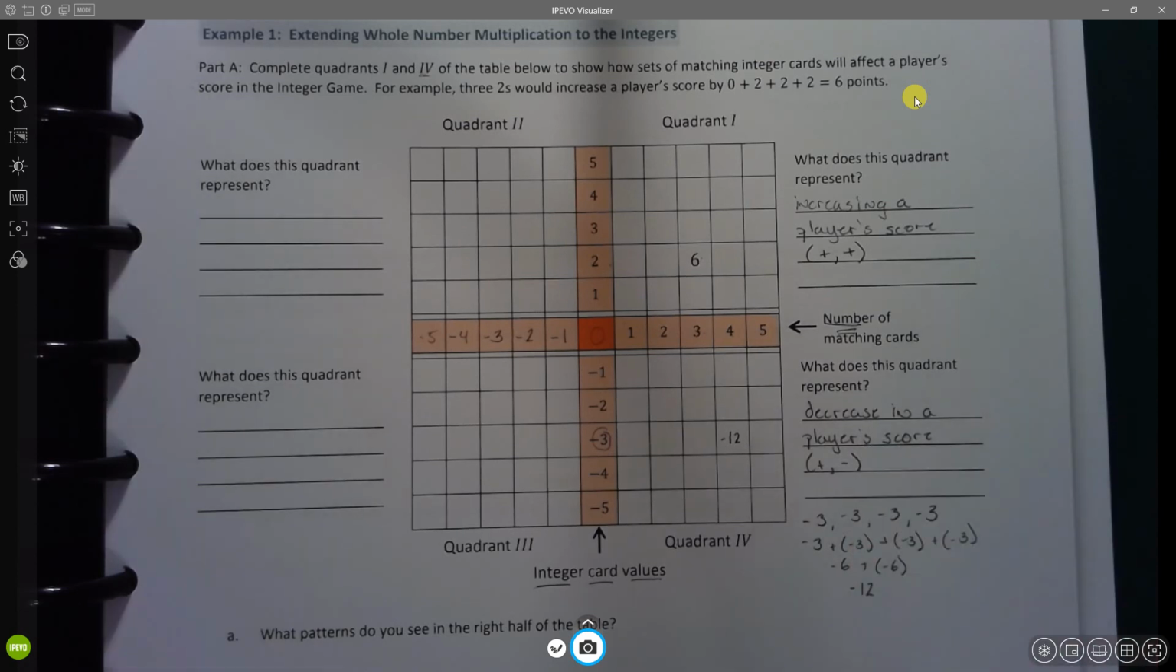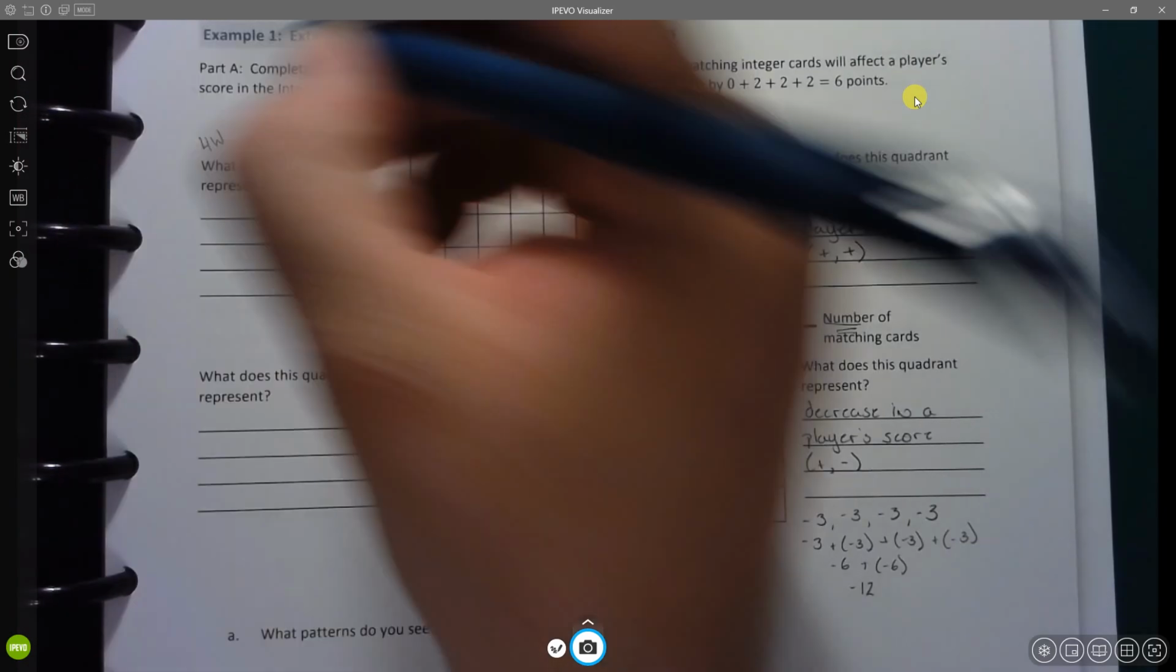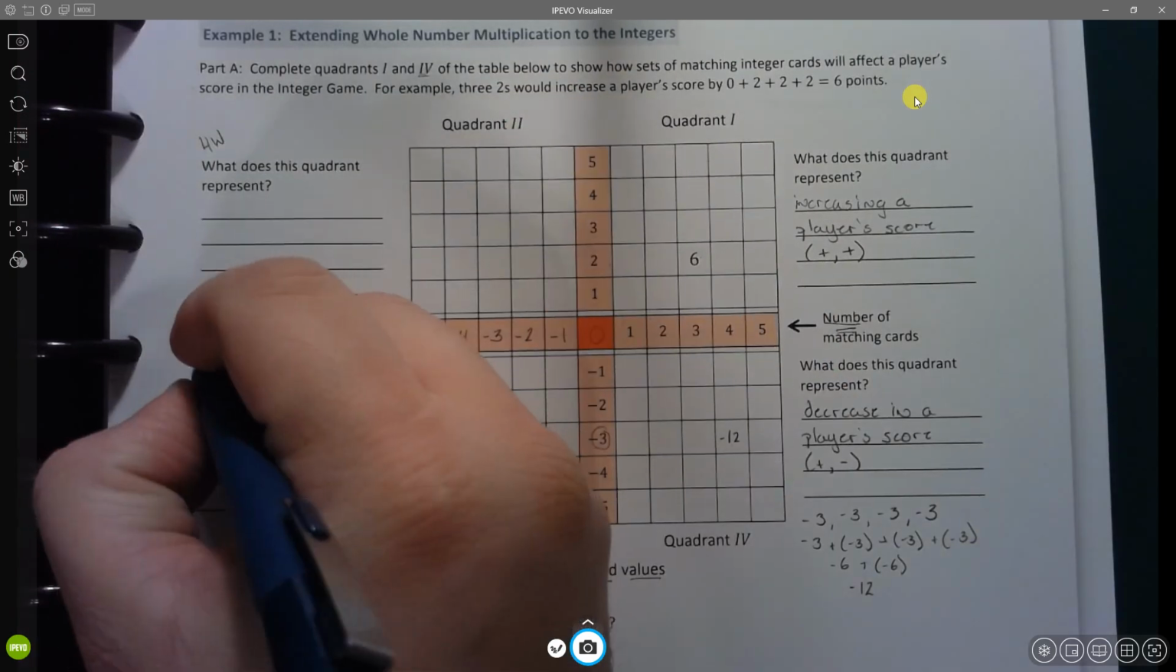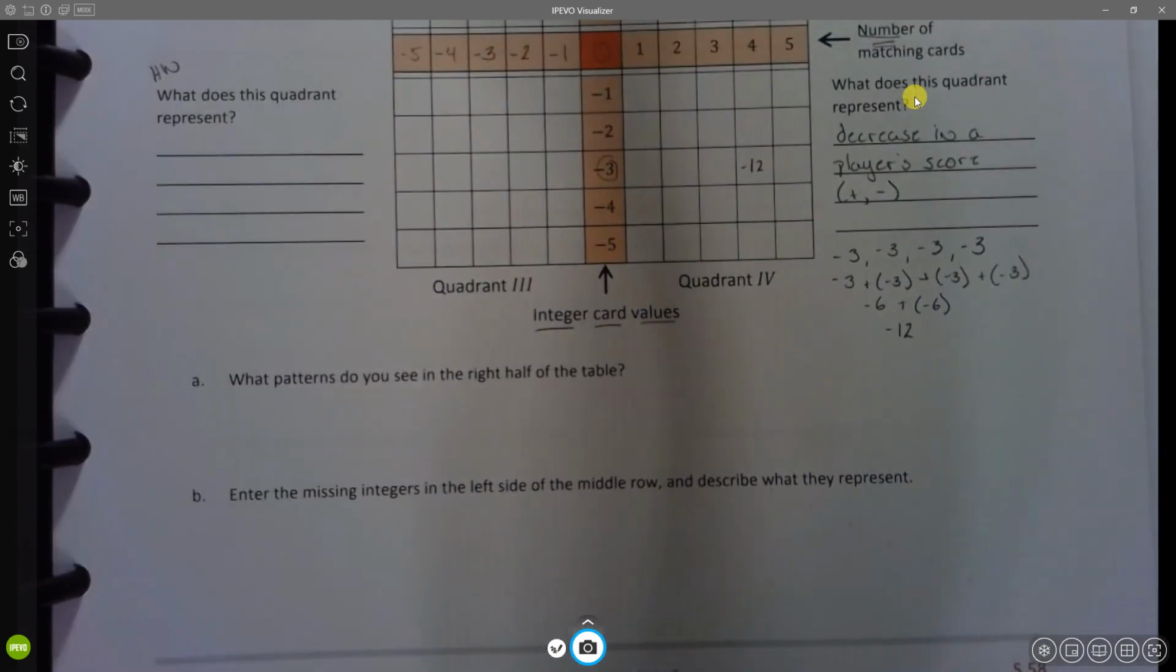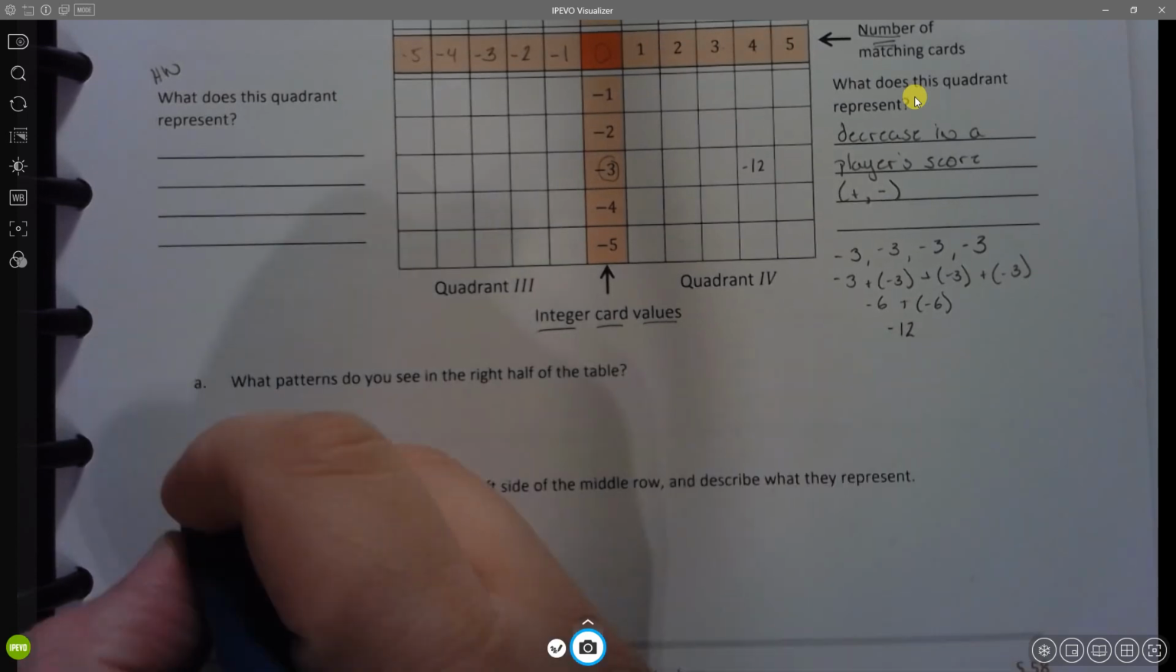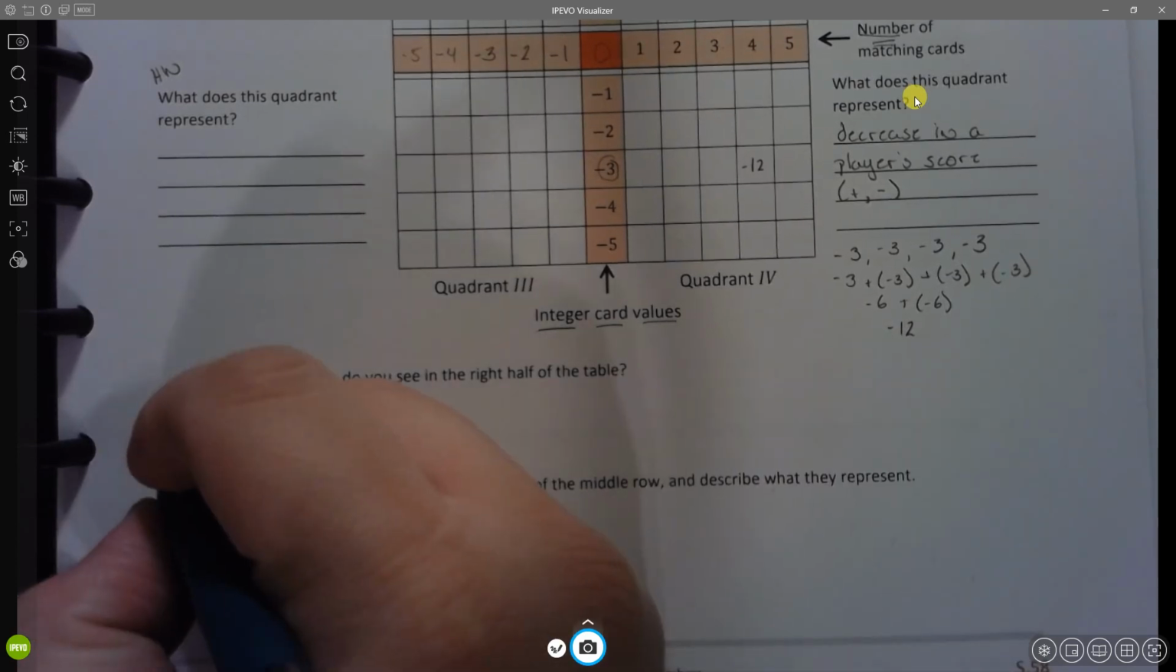You know what? Here's what I want you to do. I don't want to continue this just yet. I want to see what you guys can come up with. Tomorrow in class, I want to know what you believe quadrant 2 represents and what quadrant 3 represents. I want to know what your opinions are of this, and that's where entering the missing integers in the left side of the middle row and describing what they represent is going to come in. This is your homework.